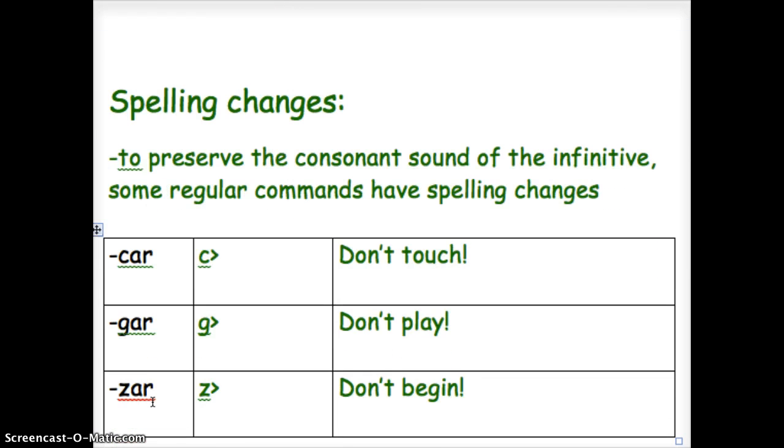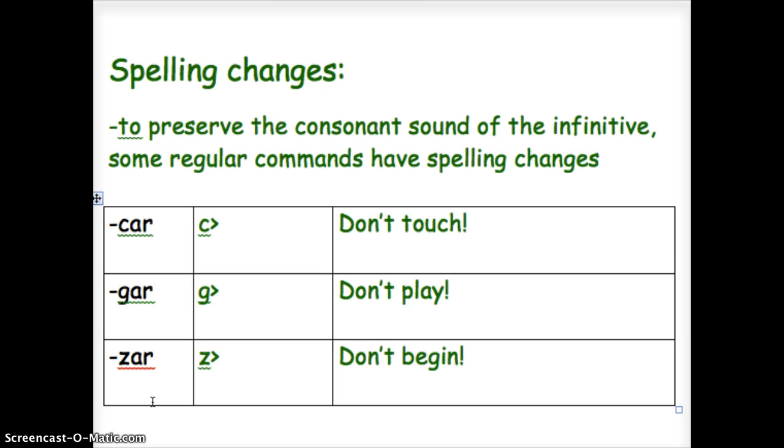There are some spelling changes for the car, gar, zar verbs again. You'll remember they had spelling changes in the preterite with the yo form. And that's the same reason that we had to have that spelling change in the yo form of the preterite tense, it's going to apply to the commands as well. And it's because when you add the opposite endings, you won't be preserving the consonant sound of the infinitive. So let me explain that.